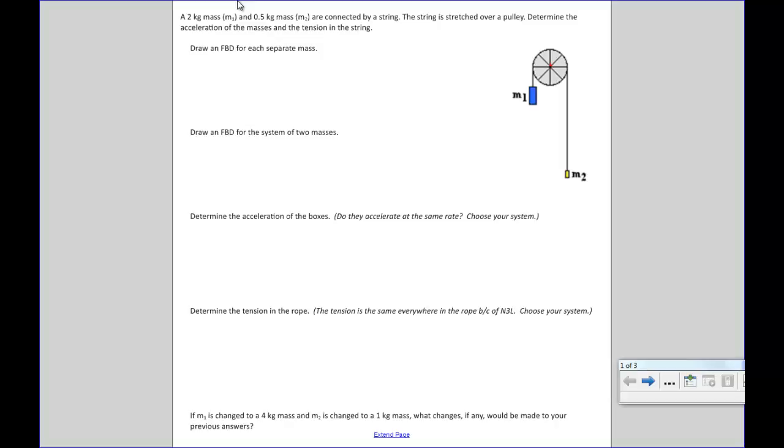It says a 2 kilogram mass and a 0.5 kilogram mass are connected by a string. The string is stretched over a pulley. Determine the acceleration and the tension in the string. First part says draw a free body diagram for each separate mass. You guys can do that, and I'll do it up here.